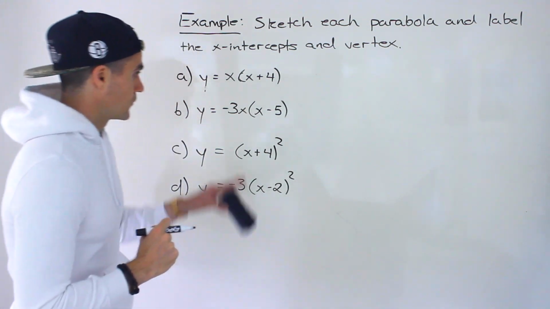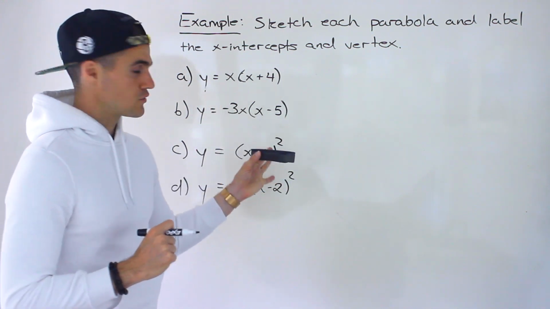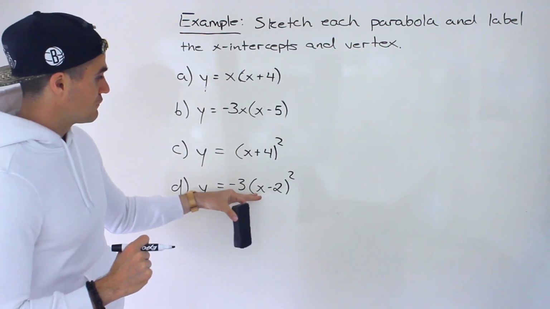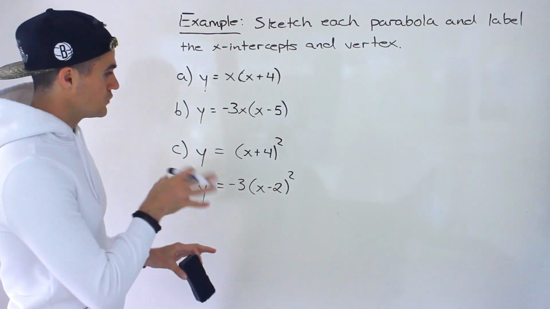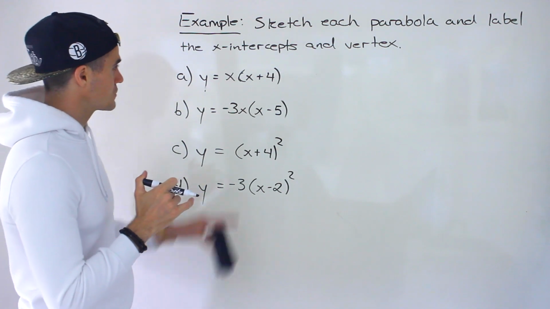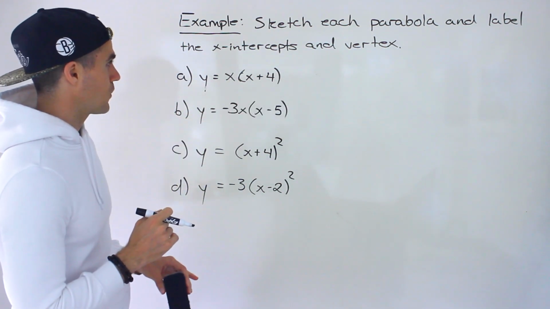So in the previous video, we were graphing factored form quadratics, and same thing here. These are all going to be in factored form, but they're sort of unique formats. They're a little bit different, if you notice, than the previous video. So starting with part A, we got y equals x times x plus 4.